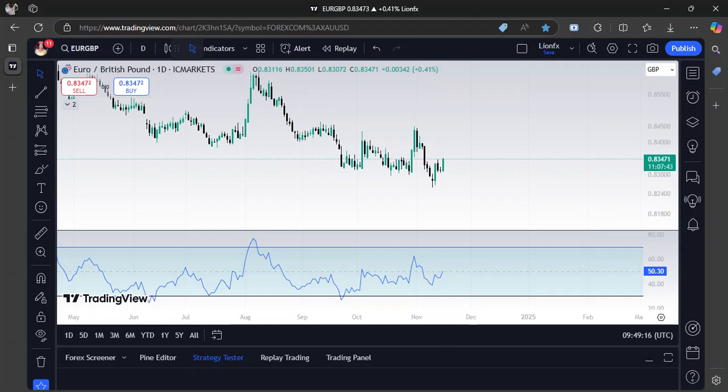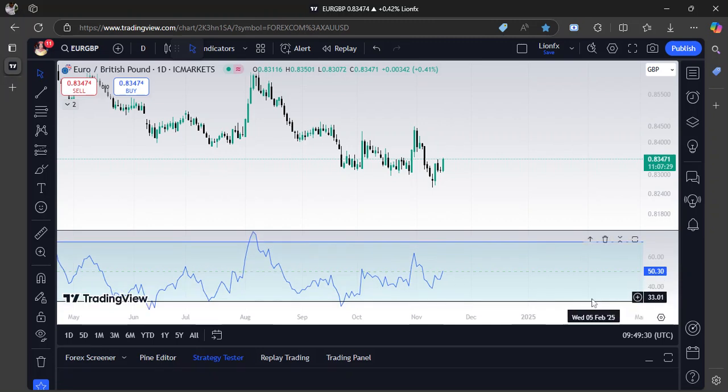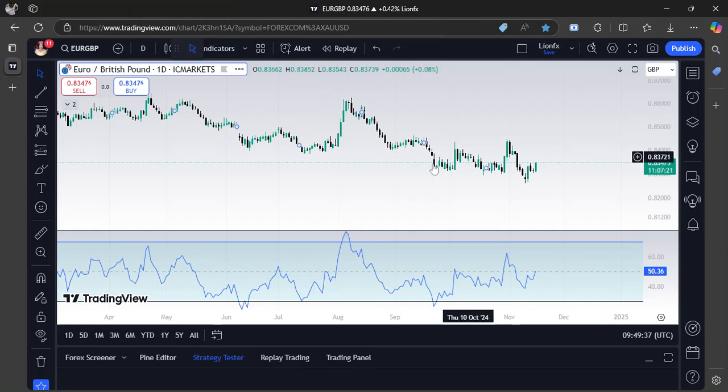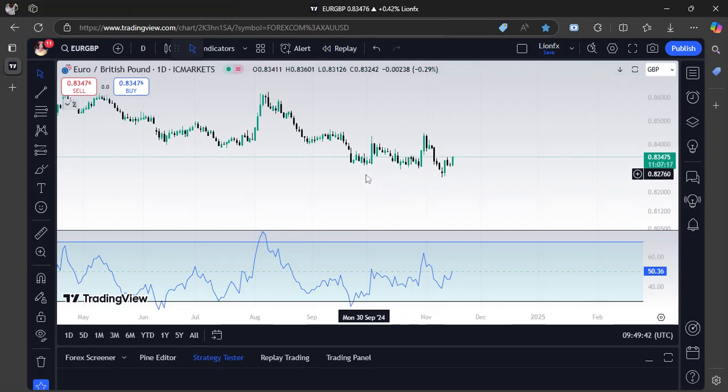So the simple strategy I'm talking about is this is the RSI. The blue line is the 70 level, while the black line here is the 30 level. Now, if you look at this market condition, we are in a bearish trend. So it means that I will be blending the trend resistance using the RSI.